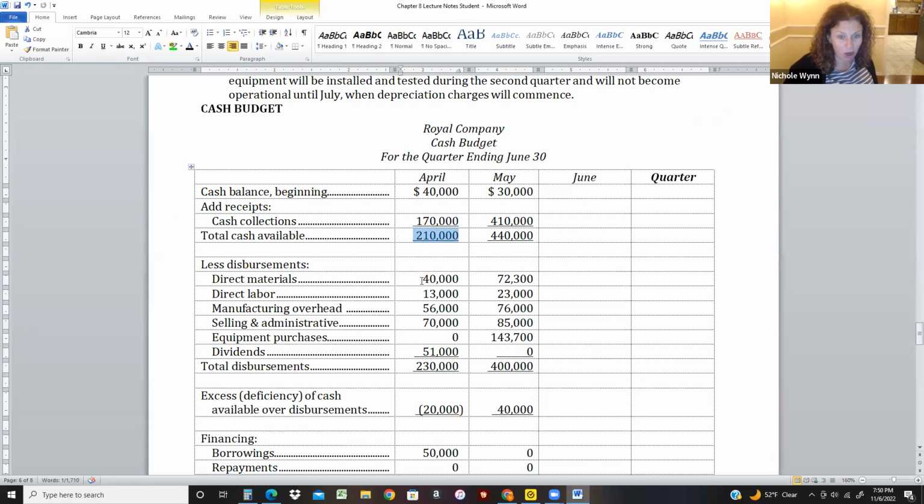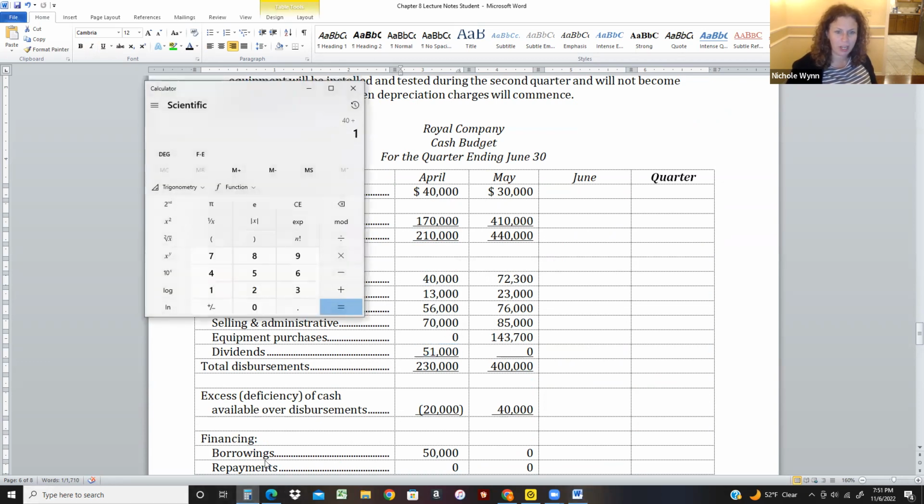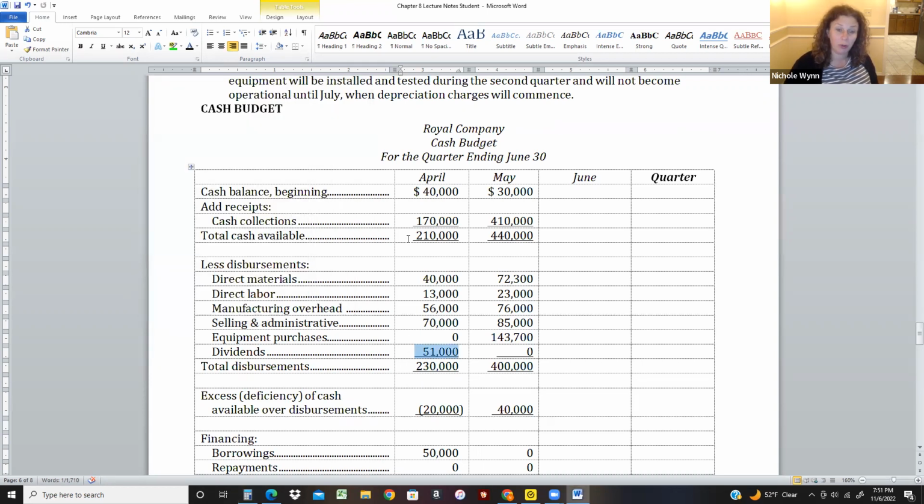We are going to spend money on direct material. I remember seeing this earlier because remember I said it was 53 and then 56 in overhead. Selling and admin is 70. We're not buying any equipment in April because our equipment purchases are going to happen in May and June, but we are going to pay a dividend. So if we add those up, 40, 13, 56, 70, and 51, we are going to spend $230,000 in April. Now this is what we're planning on. Okay. This is our plan because these are all estimates. So we're going to bring in 210 and we're going to spend 230.